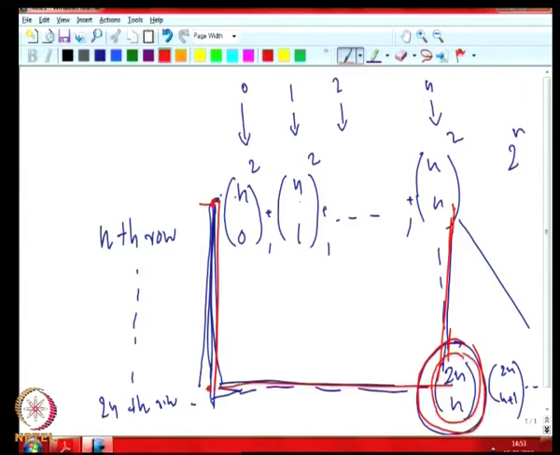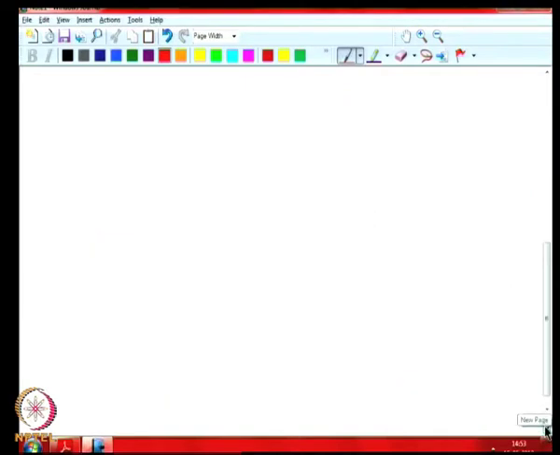So if you square the members of the first row and add them up, you will get 2n choose n. This is what it says, this is from Pascal's triangle. That is what we can see, to remember this. And then to prove this.